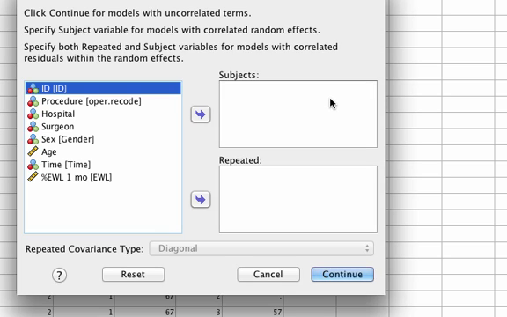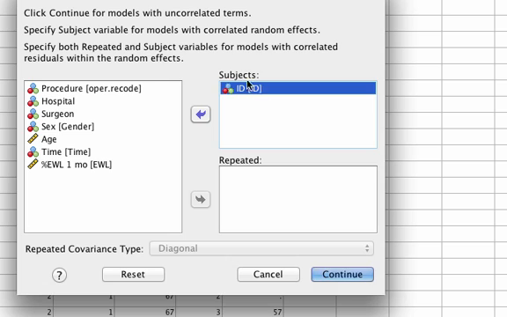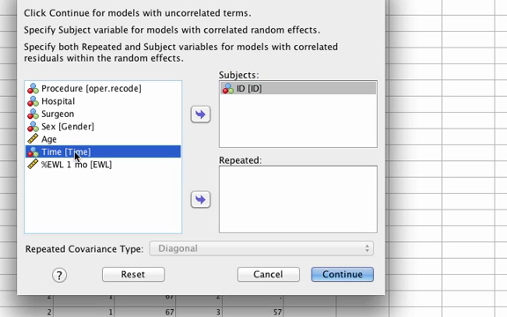So I need to tell SPSS my subjects level data, and this is my second level in the multi-level analysis. If patient measures at each one of the time points is my first level, then the subject is my second level. So I'm going to put that in there. Then I'm going to put my repeated measure, and here I have multiple measures over time. I'm going to put that here.